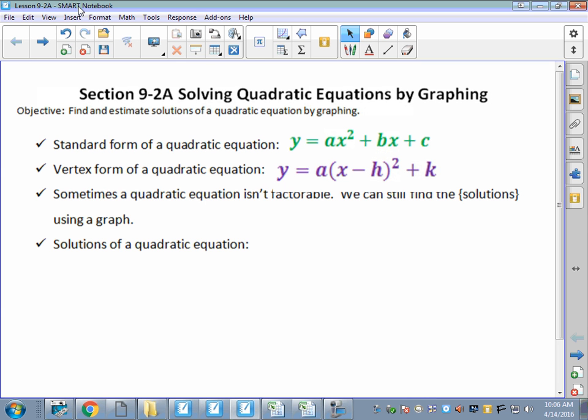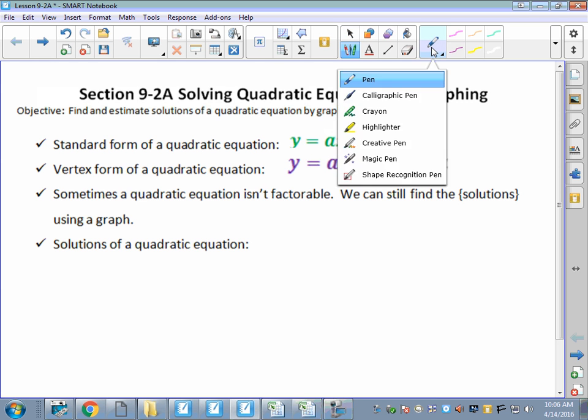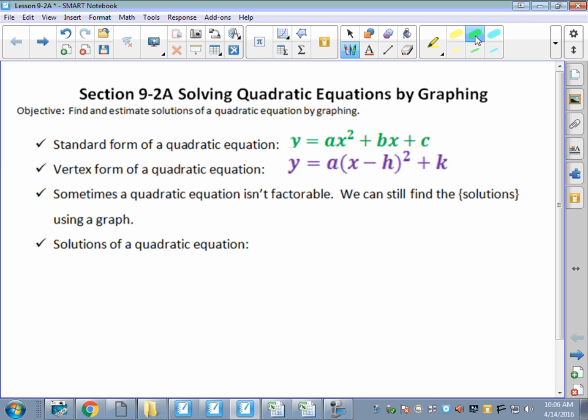Sometimes a quadratic equation isn't factorable, so when you try the square method or what multiplies to a times c but adds to b, you can't find anything that works. So we can still find the solutions using a graph. And we talked about it, but we're looking at it from the other direction now.